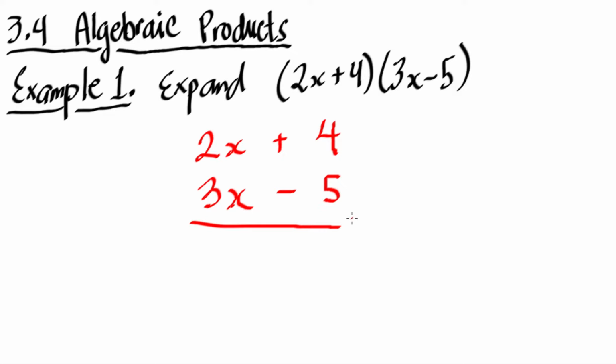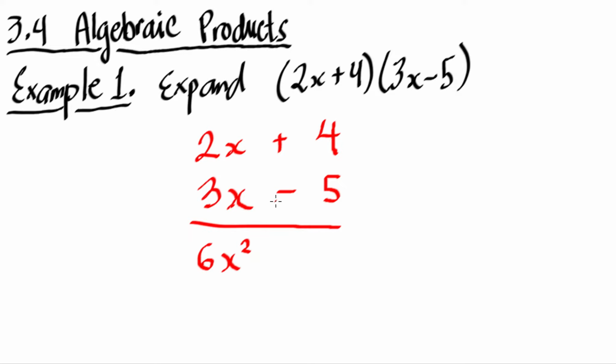First is vertically. So 2x times 3x. We're going to multiply this downward vertically. What we have is 6x squared, right? Multiply 2 times 3, that's 6. x times x is x squared.